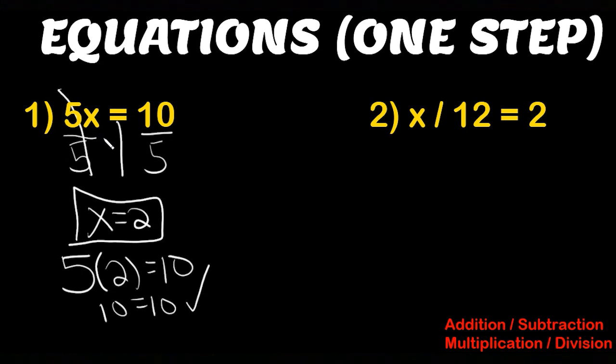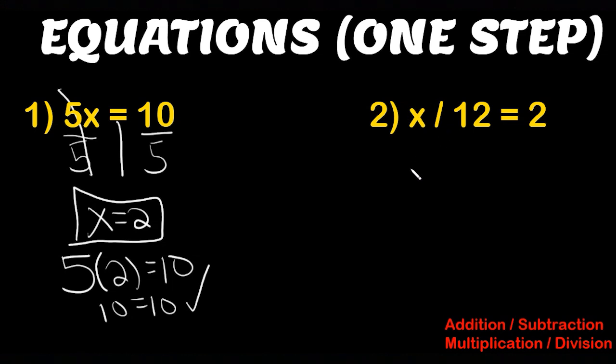What is the operation that we have going on here? I have x divided by 12, okay? What is the opposite of division? Well, it's going to be multiplication. So remember, the goal is to isolate x. How do I do that? Well, if it's division and I want to get rid of this 12, that means I have to multiply both sides by 12. So I'm going to go ahead and rewrite this one.